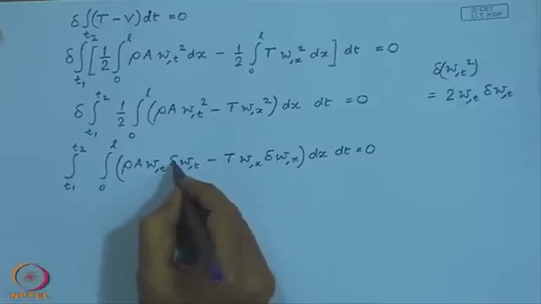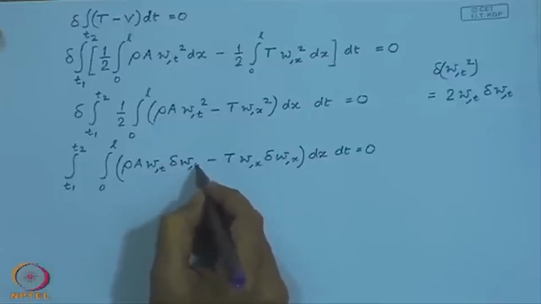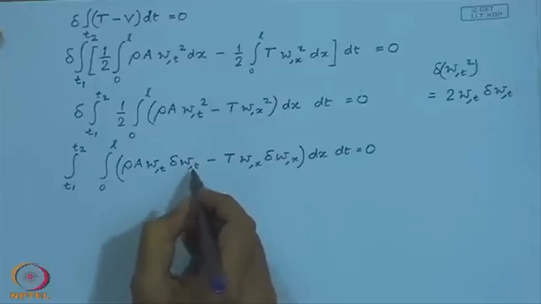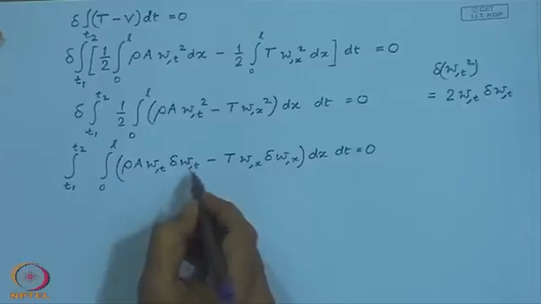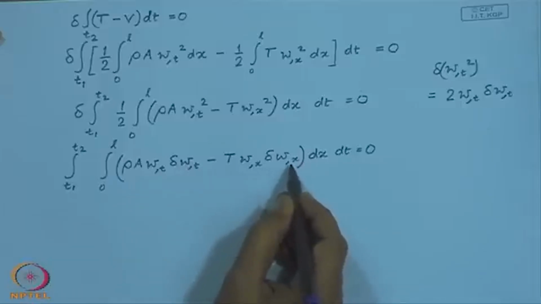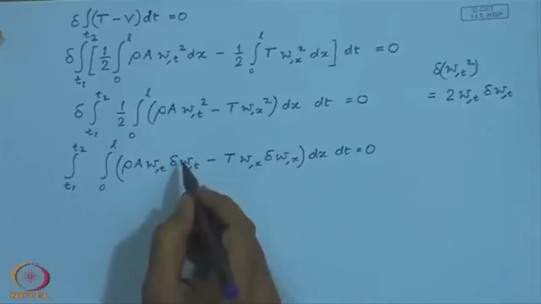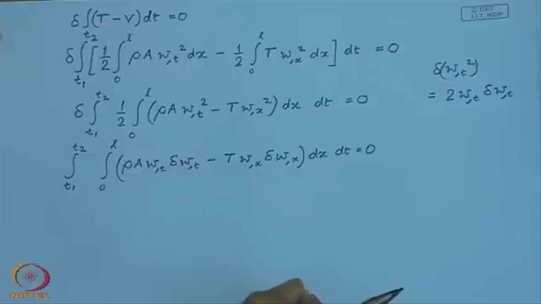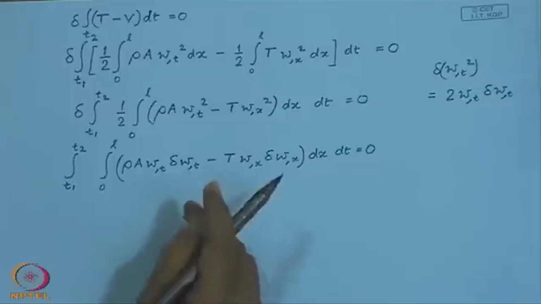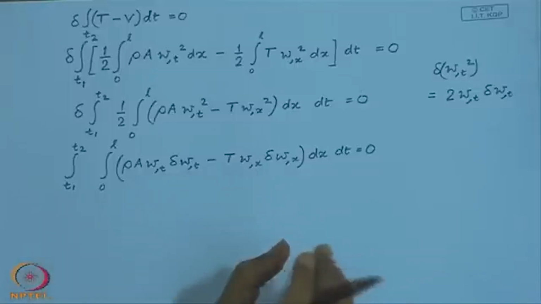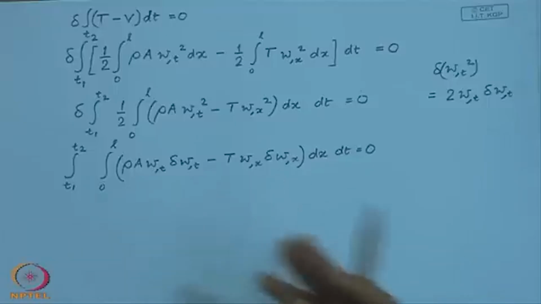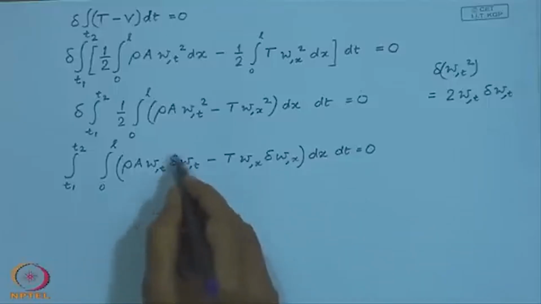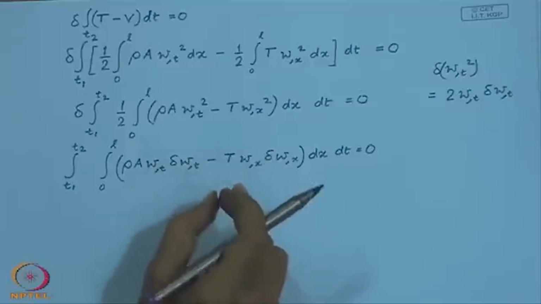Now, this here, as I had mentioned, this variation operator can commute with this time derivative and here the space derivative, and this delta w is the small perturbation on the function w. Now, since we want to separate out this small, arbitrary perturbation, arbitrary variation over w, I would like to have something in terms of delta w.